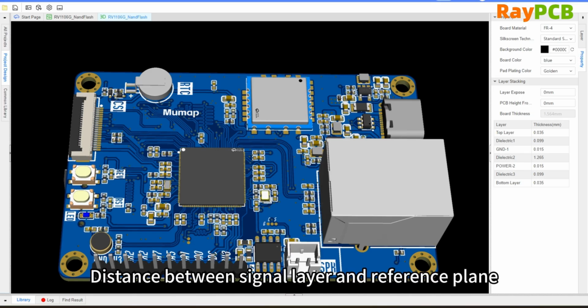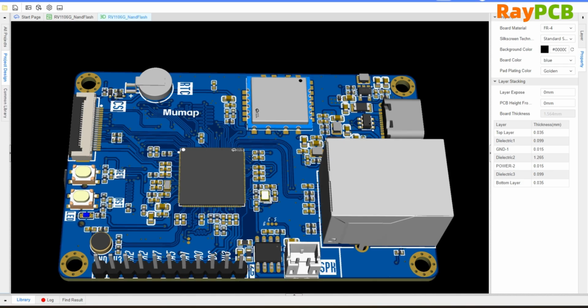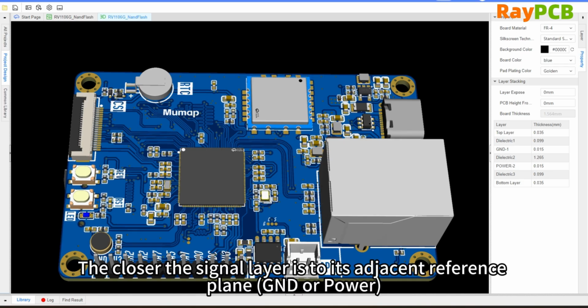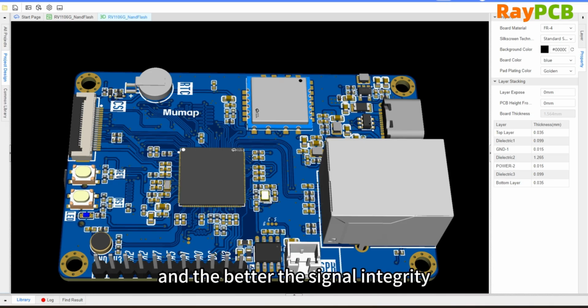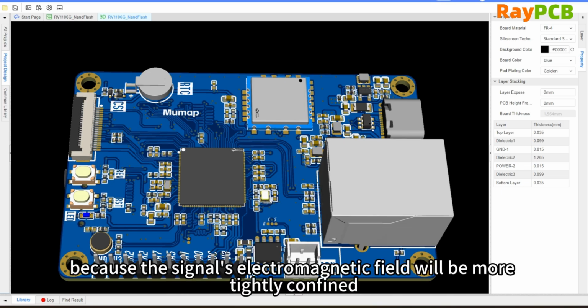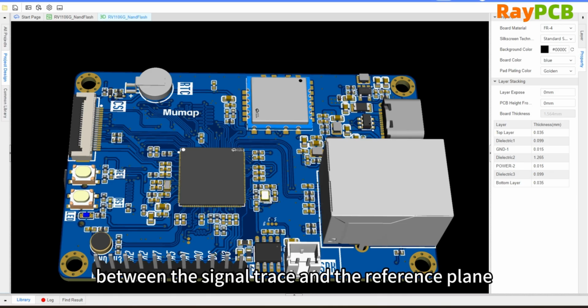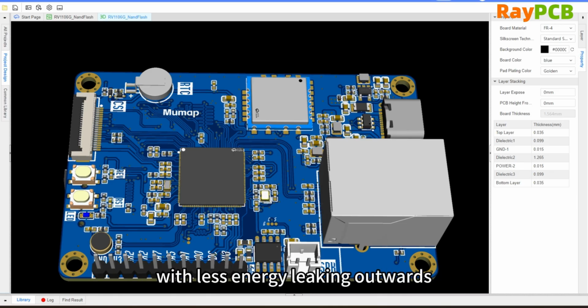The closer the signal layer is to its adjacent reference plane, either GND or power, the less crosstalk there will be, and the better the signal integrity. This is because the electromagnetic field of the signal will be more tightly confined between the signal trace and its reference plane, resulting in less energy leaking outward.